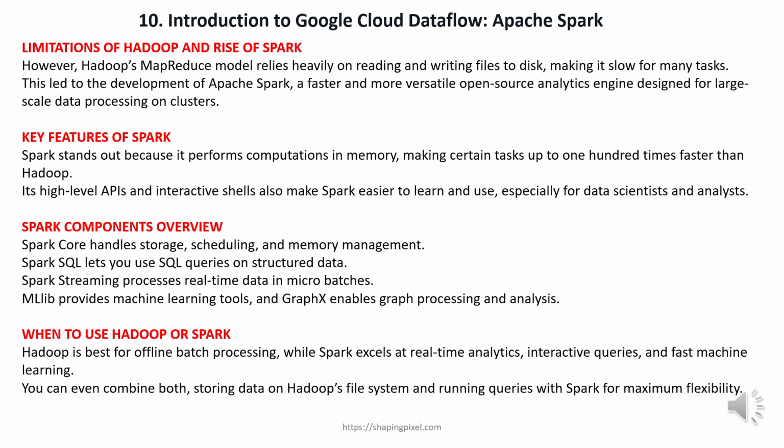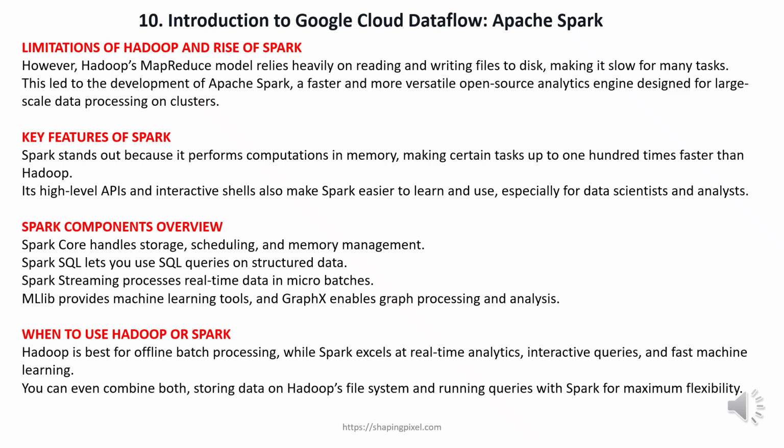Hadoop changed the game for big data by making it possible to store and process massive datasets that were previously too large to handle. It quickly became the foundation of the big data ecosystem, with many tools built around it. However, Hadoop's MapReduce model relies heavily on reading and writing files to disk, making it slow for many tasks.